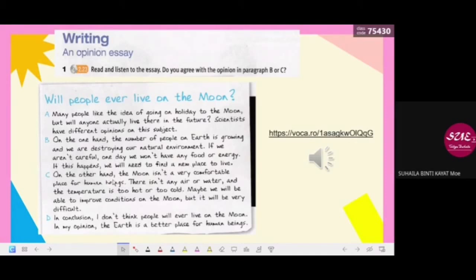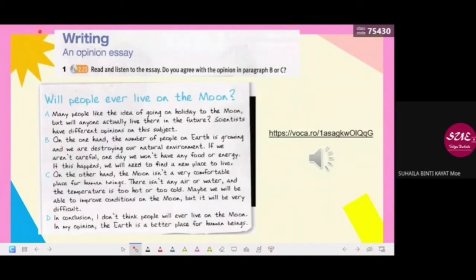On the other hand, the moon isn't a very comfortable place for human beings. There isn't any air or water, and the temperature is too hot or too cold. Maybe we will be able to improve conditions on the moon, but it will be very difficult. In conclusion, I don't think people will ever live on the moon. In my opinion, the Earth is a better place for human beings.